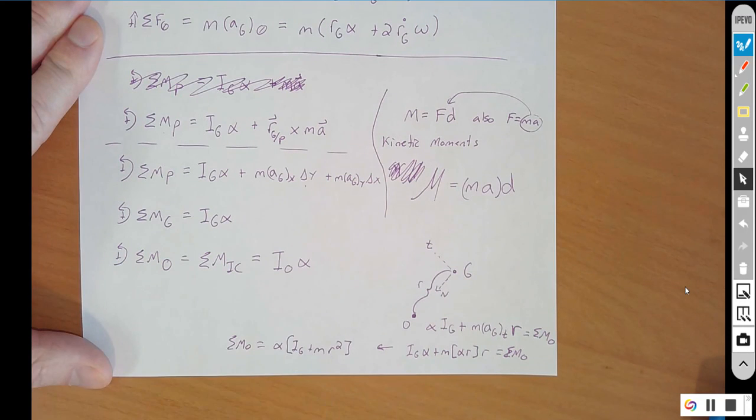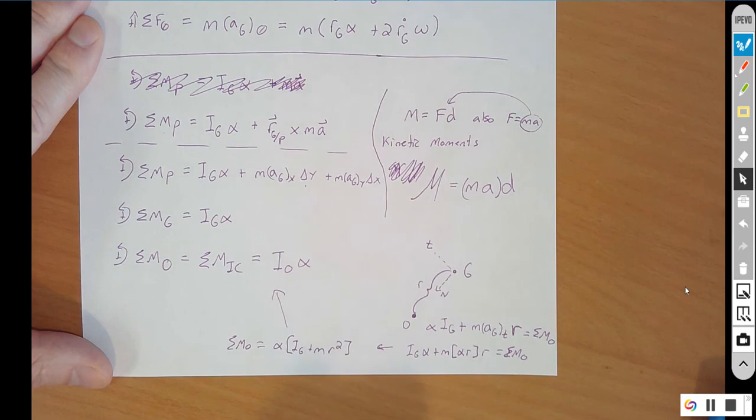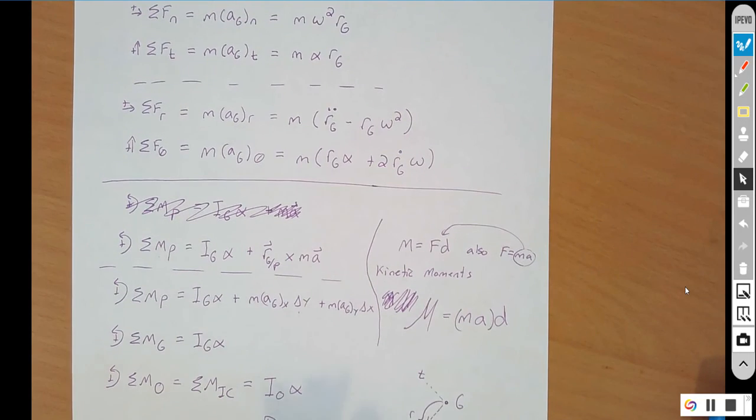What you should see here is IG plus mass times radius squared. This is the parallel axis theorem, and that is how we get up here to I naught. The alpha stays, and that's where the I naught comes from. In the next video we will actually apply these equations to a problem undergoing translation only.